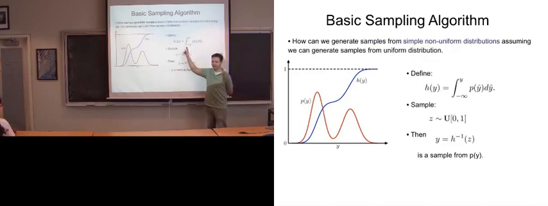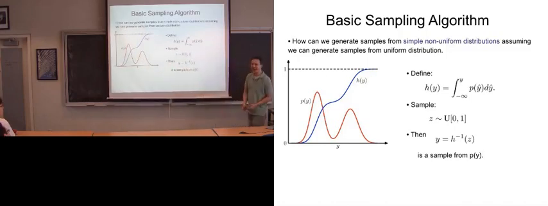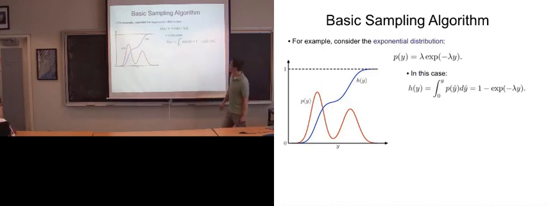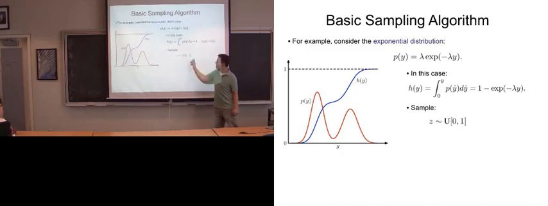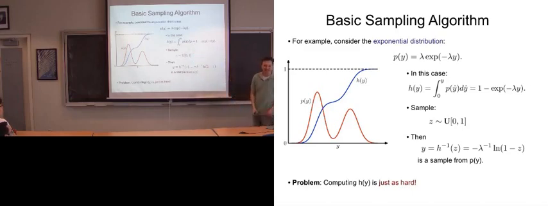computing this CDF is just as hard as computing the original P. So there is no magic here. But let's look at one example. So this is an exponential. In this case, it turns out you can compute this integral, which is the CDF of the exponential. You can sample z from uniform 0, 1, invert it back, and that's going to be a sample from the original distribution. The problem is that computing the CDF is just as hard as getting a sample from the original distribution. Right? So there is no magic here.